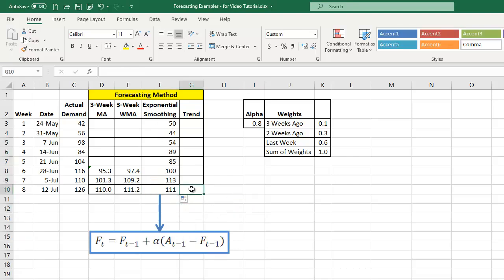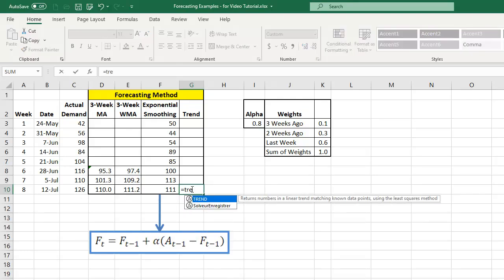Finally, we're going to move on to the trend projection, and this is very simple using a correlation function or concept. We type in the trend formula, TREND, open parentheses, the known y's. The y is the dependent variable, so our demand numbers are dependent on the time or the week. So we're going to take the actual demand numbers through week 7. Again, we're forecasting for week 8, so we have historical demand through week 7.